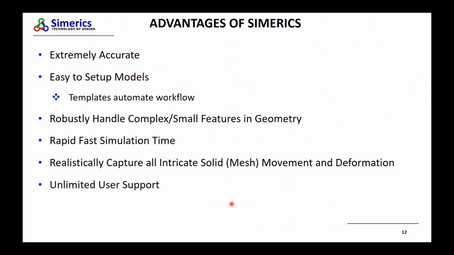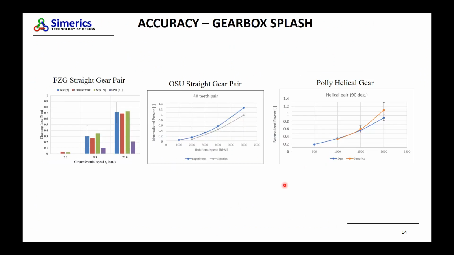So let's talk about this intermeshing capability. One thing to start off right off the bat is the accuracy. We can see this for different sets of gear pairs that we have done for gearboxes. First was the FZG gear, then we have a couple of cases from the Ohio State University Gear Lab. We have run with the same set of best practices. We have run multiple of these gear cases, and we are getting quite a good correlation with the testing data. This is the power loss, essentially normalized with respect to the rotational speed. And you can see for 3 different cases at different RPMs, we are able to get quite good correlation with testing data.